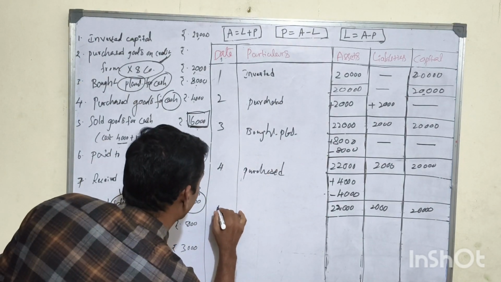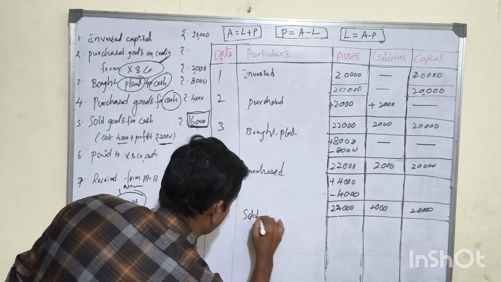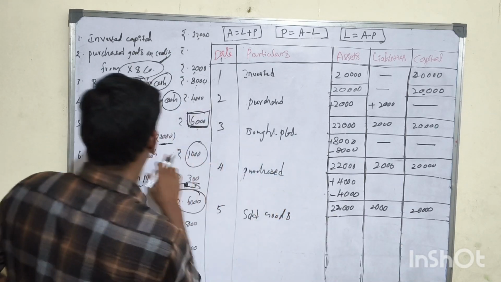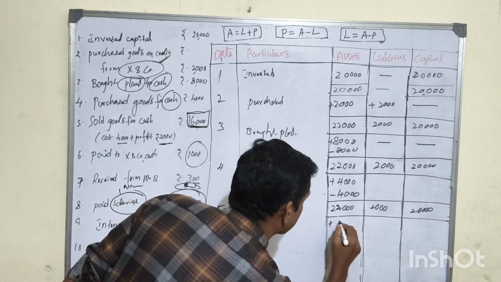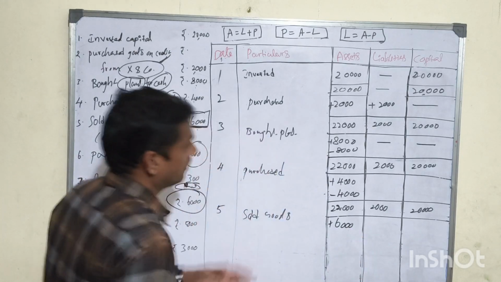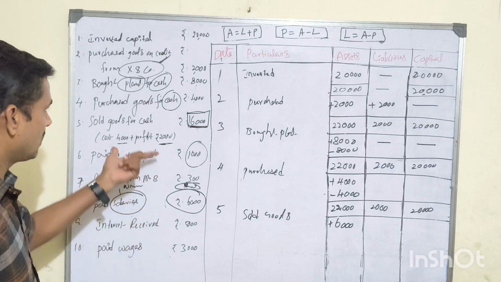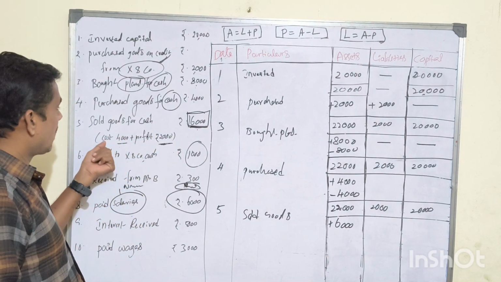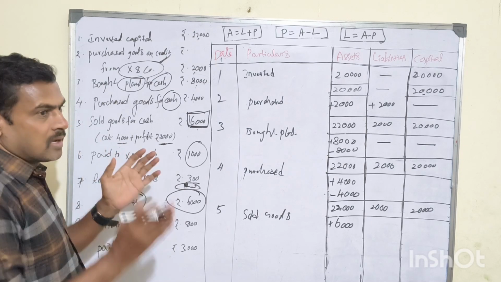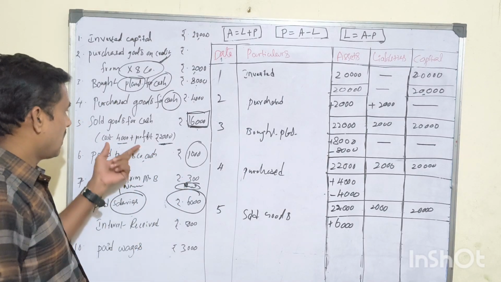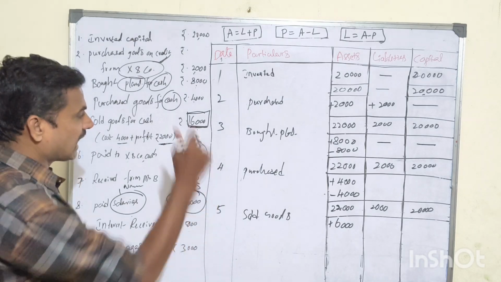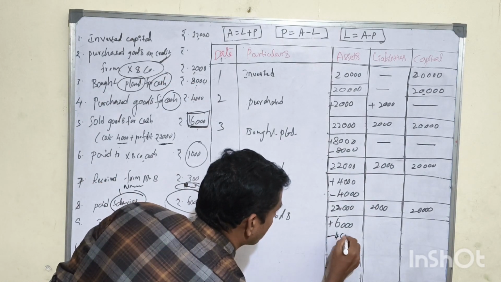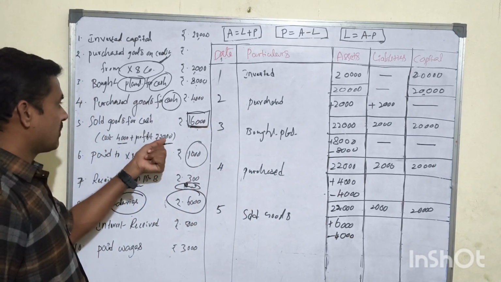Fifth one, sold goods on cash. Okay, how much is it? 6,000, plus 6,000. Why plus? Because an asset is coming to the business, so selling goods. Let's talk about the condition they are talking about. Cost of rupees 4,000. When there is a cost, asset will decrease. Let's record it: minus 4,000.